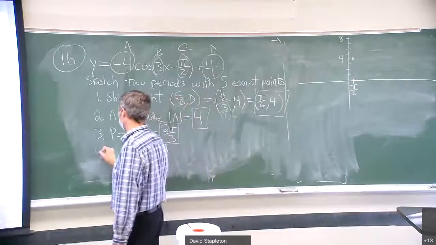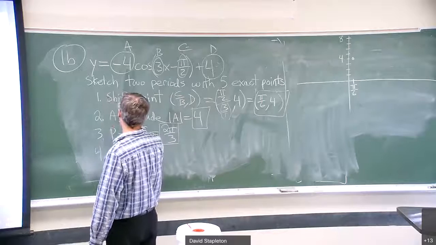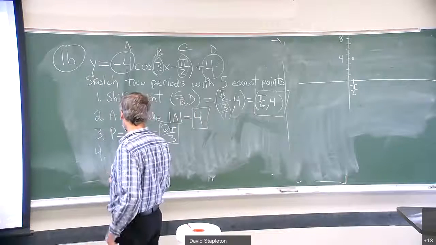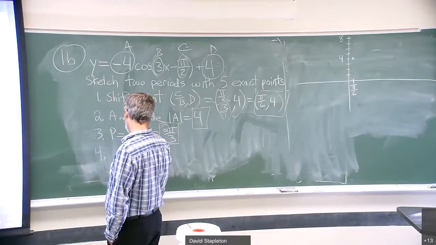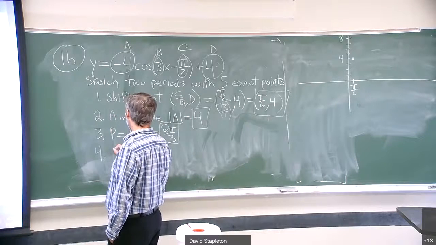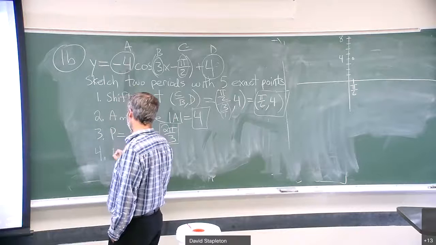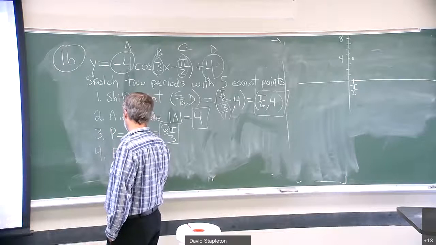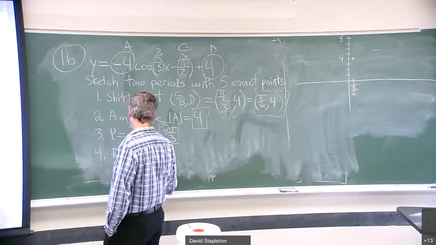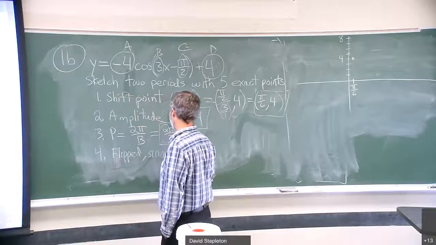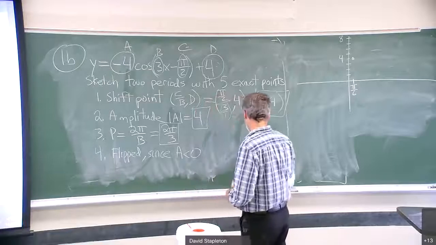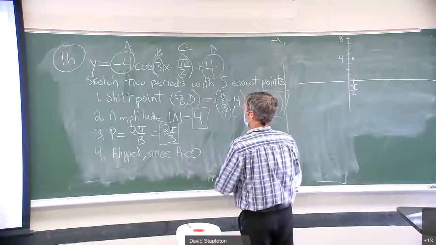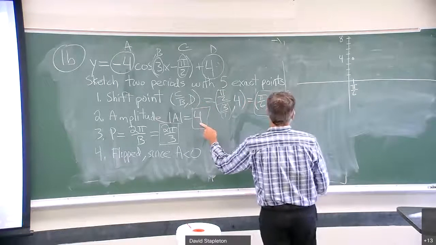And then finally, I want to ask, I said 5 properties, 2 of them in the first one. So I guess I should say 4 of these. Whether it's flipped. And A is negative, so it is flipped, upside down. All right, now I can try and sketch it. Start at the shift point, go up and down by the amplitude, right?